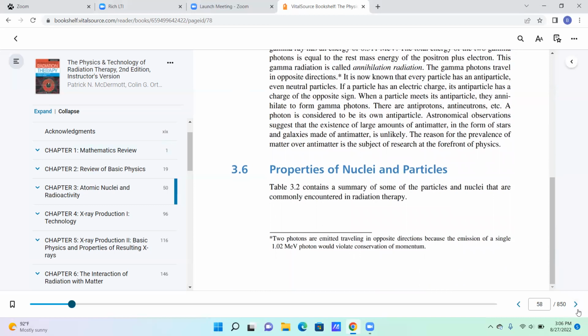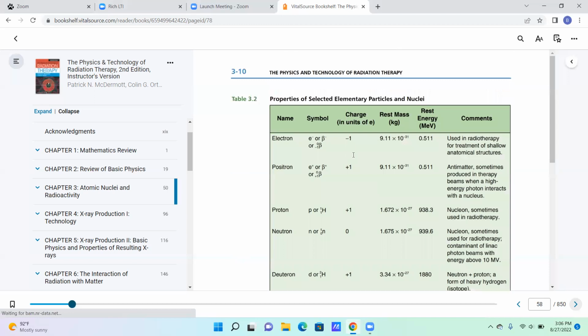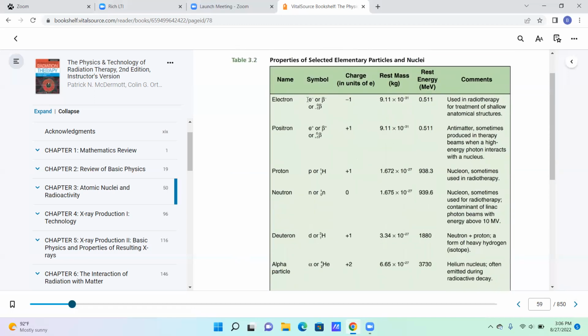Let's take a look at the table. So you've got an electron, or whatever the name of the particle happens to be. You've got the symbol for it, depending on how it needs to be written. And then you've got the charge. What is the charge of each of these? You've got the rest mass, you've got the rest energy, and then some comments regarding each of these. So you've got the electron and the positron.